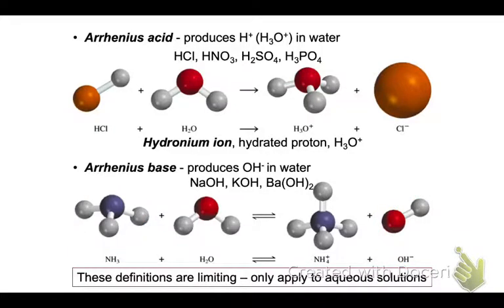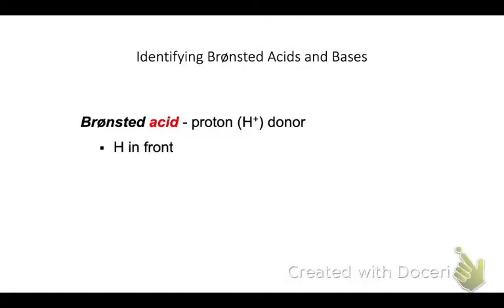These definitions are limiting and only apply to aqueous solution. So it really did not cover all kinds of acids. It only covers the ones that are in aqueous solution or in water. So then another scientist, Bronsted, identified acids and bases differently. He said that a Bronsted acid is any substance that donates a hydrogen cation or a proton. In these substances, hydrogen normally is in the front when we write the formula. And a Bronsted base is any substance that accepts that proton.